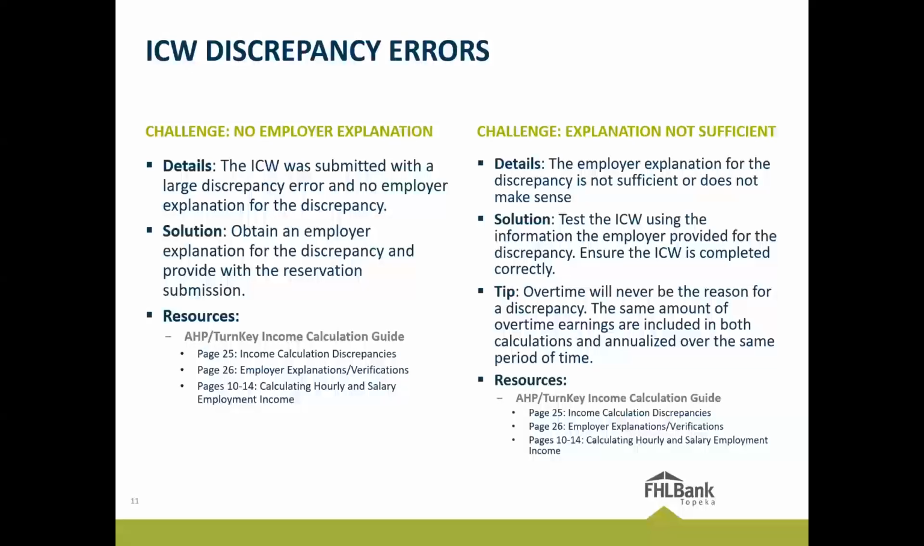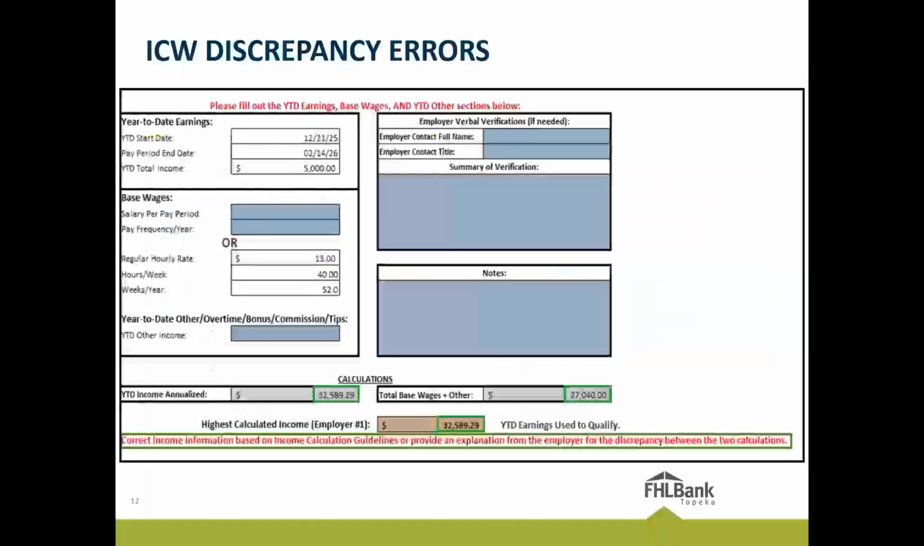Do not submit the ICW if it includes a discrepancy without also providing an employer explanation that can cure the discrepancy. The employer explanation should be able to be tested and cure the discrepancy error. This screen shows the red font warning message when there is an income calculation discrepancy. If your ICW is showing the income calculation discrepancy error, double-check the figures entered for errors, and then you can find details about common errors on page 25 of the AHP TurnKey Income Calculation Guide.